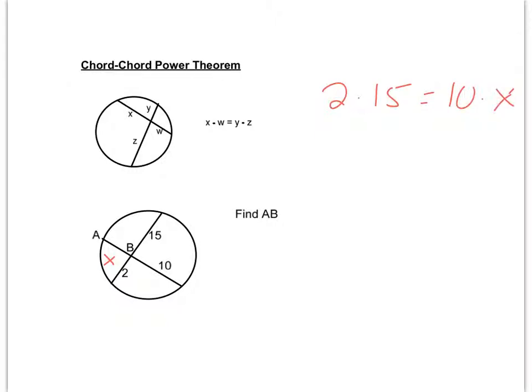Well, 2 times 15 is 30. That's equal to 10 times X, 10X. Divide by 10, divide by 10. X equals 3, which of course is AB.